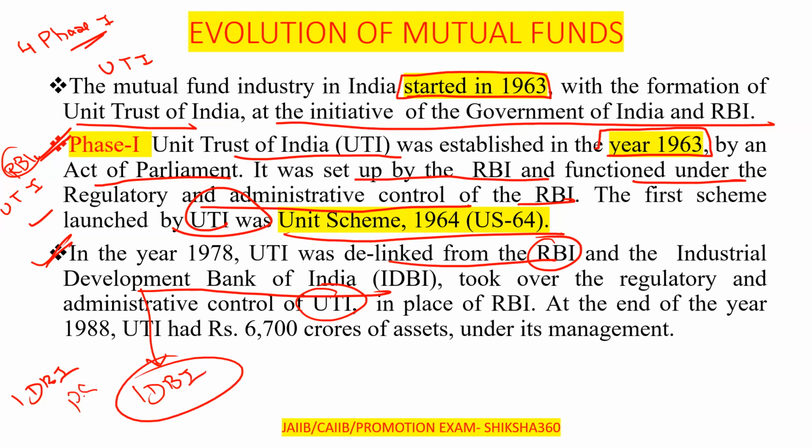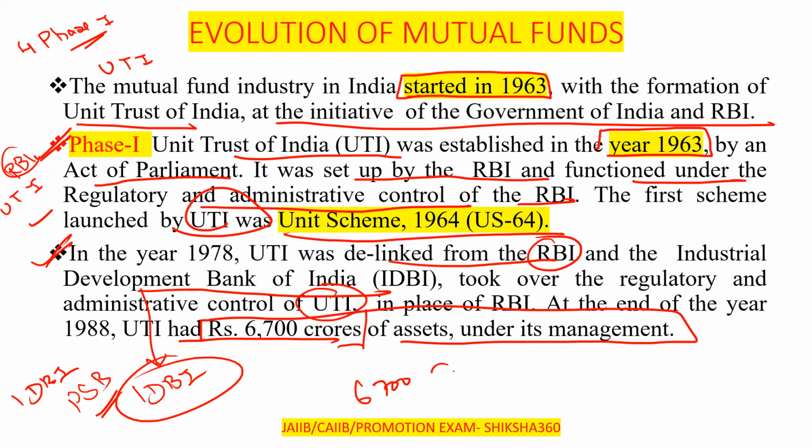Earlier, it is also one of the public sector banks. In the year 1978, UTI was separated from the RBI, and the Industrial Development Bank of India took over the regulatory and administrative control of the UTI in place of the RBI. At the end of the year 1988, Unit Trust of India had 6,700 crores of assets under its management. Clear? How many crores? That is 6,700 crores.